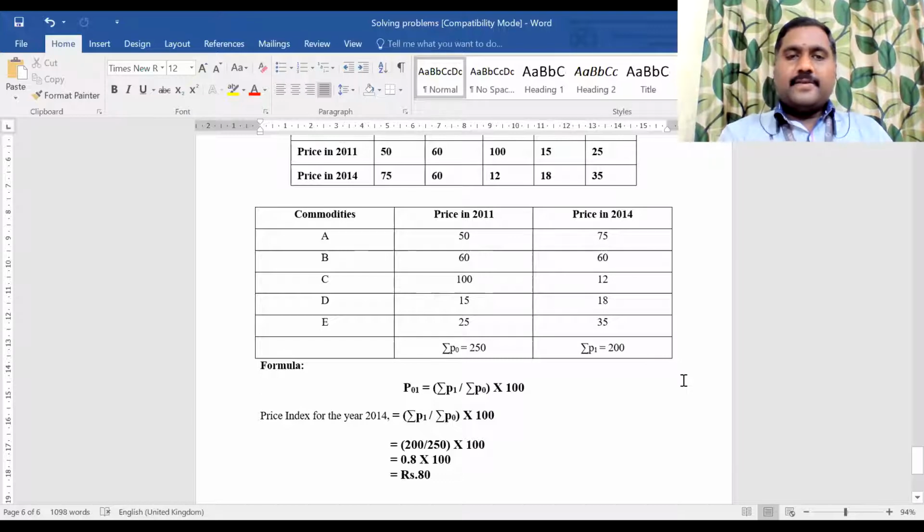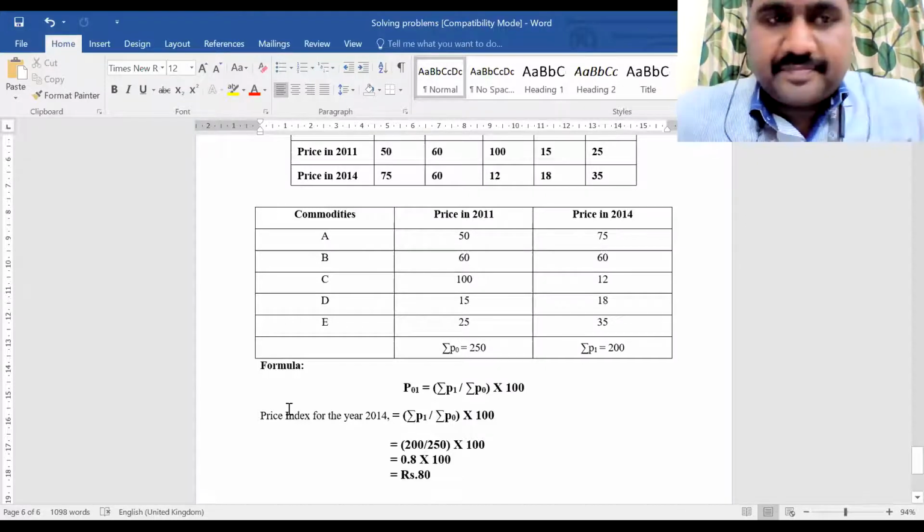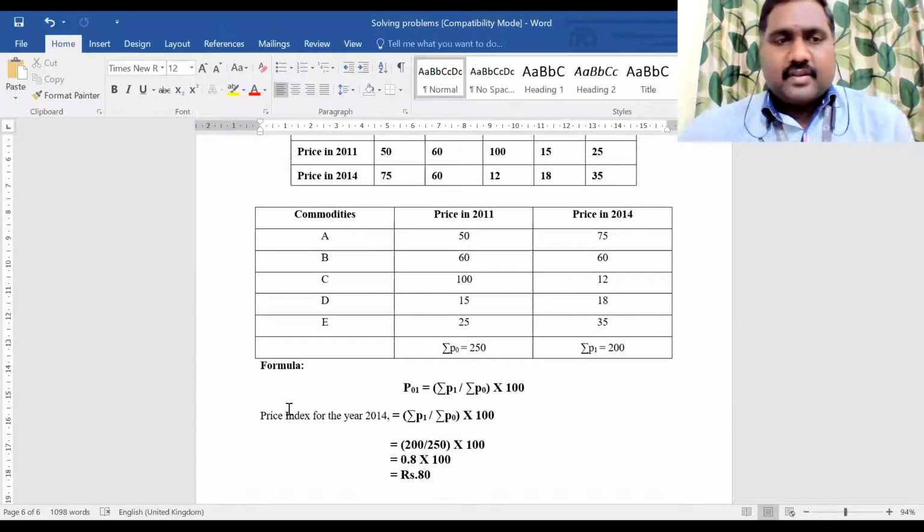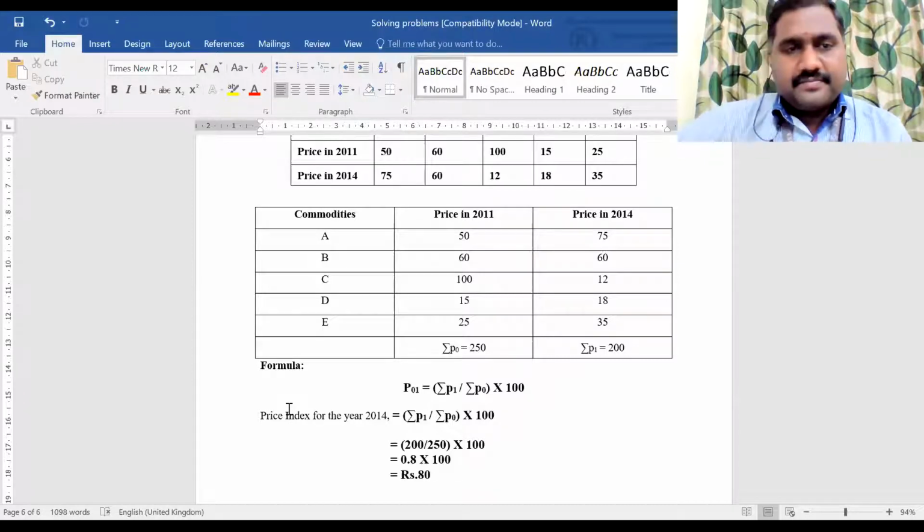Okay. So any doubts in the simple aggregate method? Is it clear? So it's time up. Any doubts, you can ask me. Otherwise, we will wind up the class.